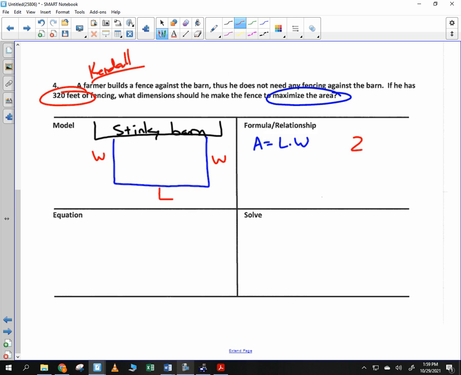2W plus L. Yeah, that's what I mean. So if you take the 2 W's and you add it to L, you get 320, right? If we add up all these 3 things, you're going to get 320. Is it going to be easier to come up with a W equals or an L equals? So L is equal to 320 minus 2W.